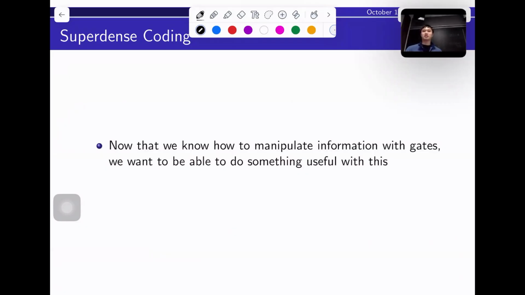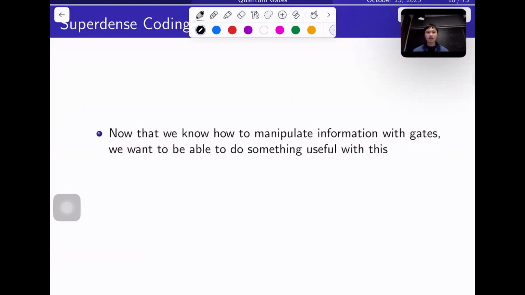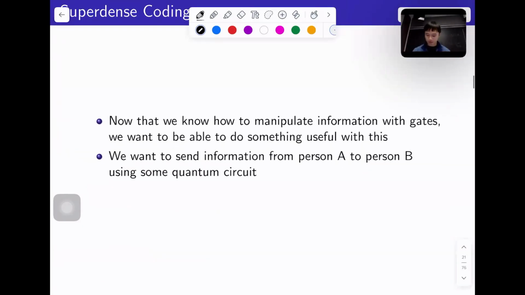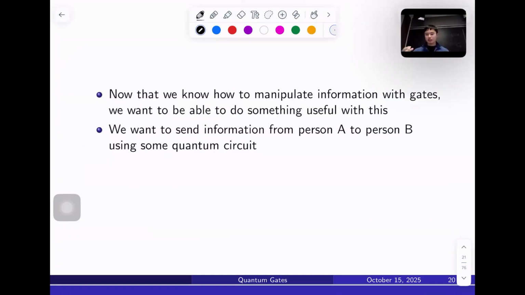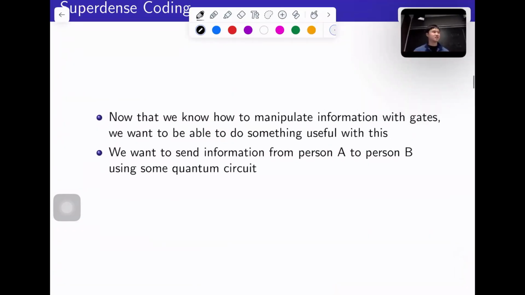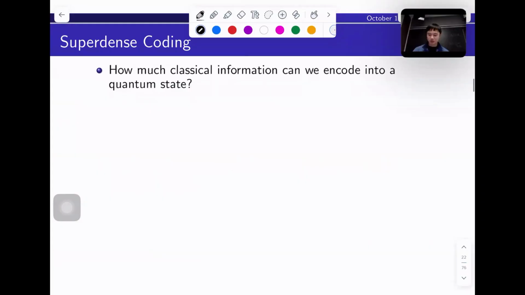Want to start with superdense? Sure. Okay. This is going to be our first application of doing something useful with the quantum gates that we've been building up so far. You can imagine that we want to send information from me to Arav using some sort of quantum circuit or protocol, like sending my qubit to him. We're wondering how many classical bits we can send using a quantum state. Can we send one bit, two, or more?